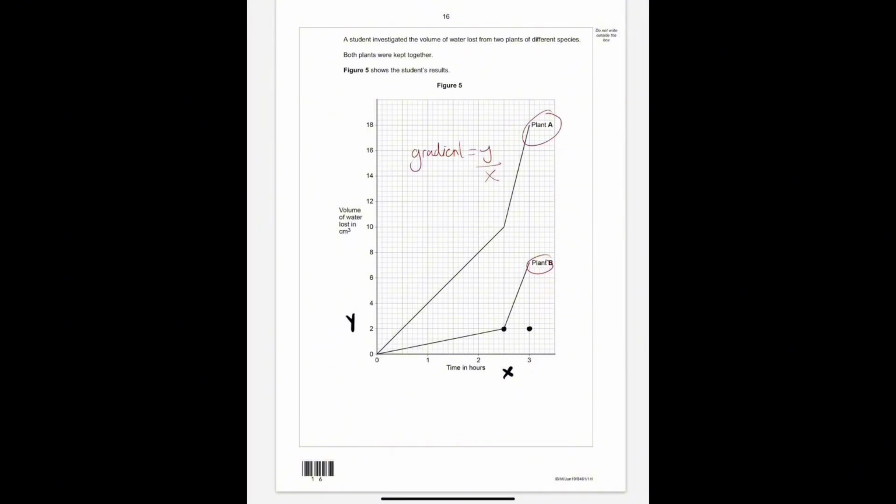So we need to work out the difference in x. We just do 3 take away 2.5, which is going to give us 0.5. And then we work out the difference in y. So this reading that we have over here is going to be 2, which we can clearly see. So this is going to be 2. And then this one here is going to be 7.2 over there.